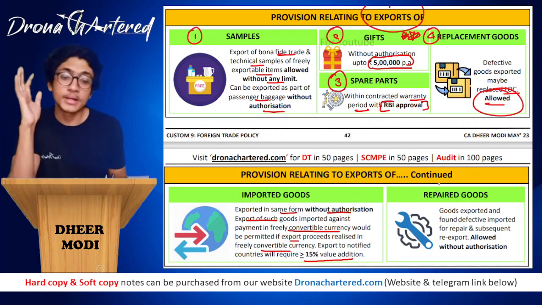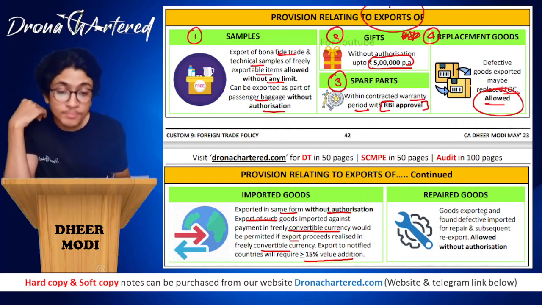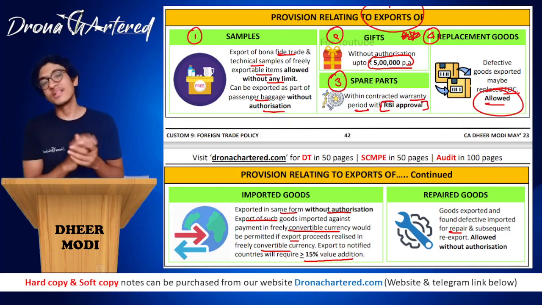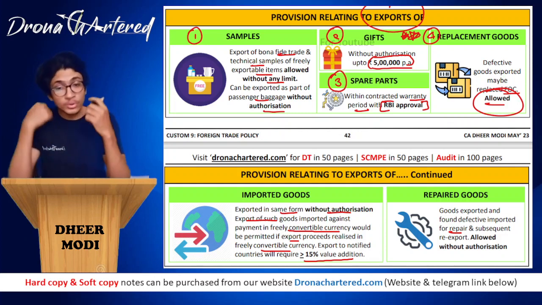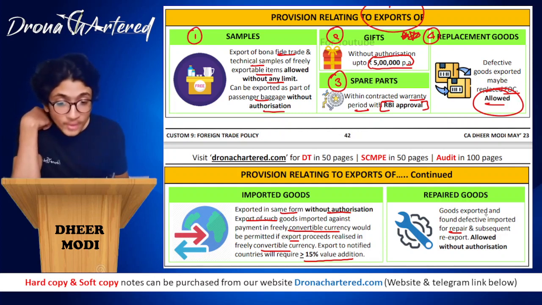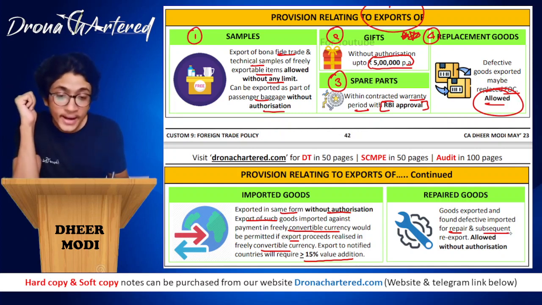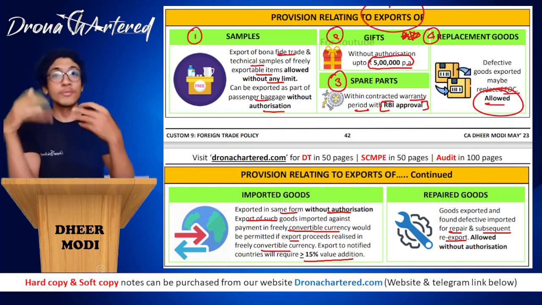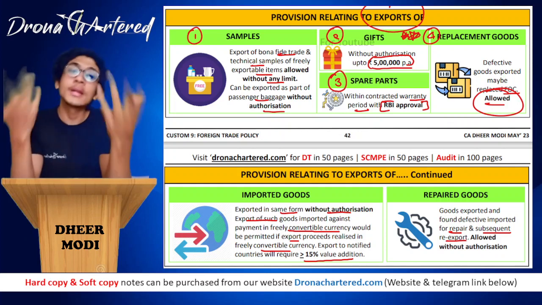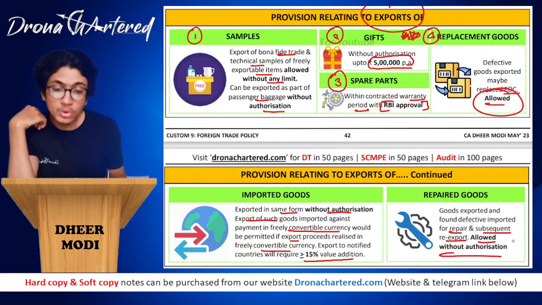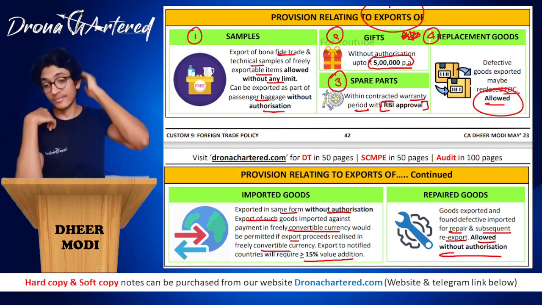And next, last part is your repaired goods. So goods exported and found defective, imported for repair. So you had exported such goods. When they reach there, the customer said, "Boss, these are defective." So now what do you have to do? You will have to re-import these goods. Now you are repairing it back in India, and subsequent re-export. First you had exported, then you got it back in India, now you are again re-exporting. So in such a case, it is allowed without authorization. You need not take authorization for this.